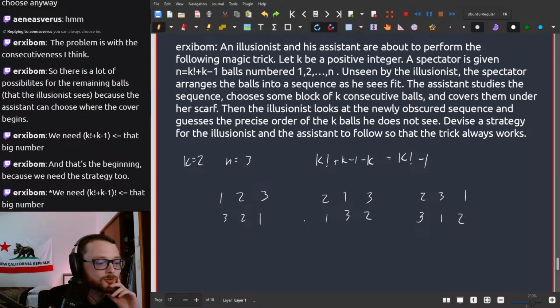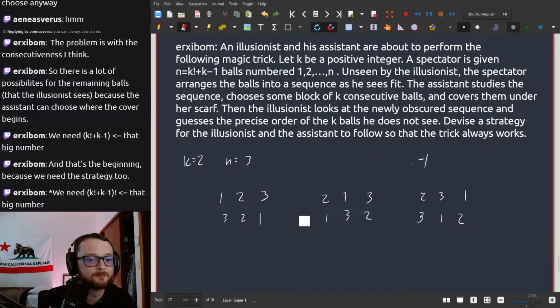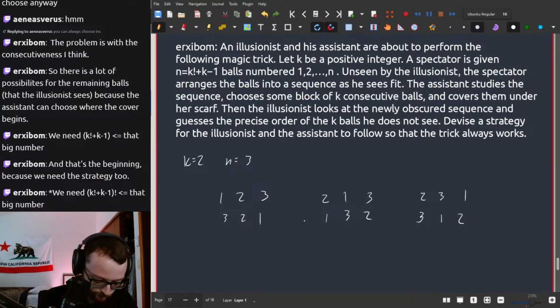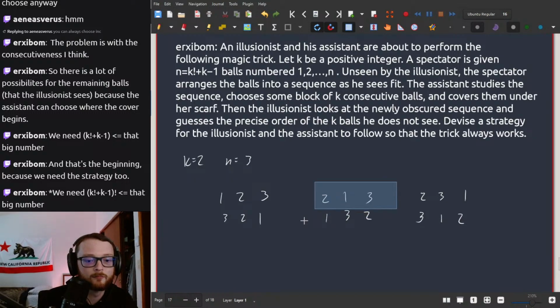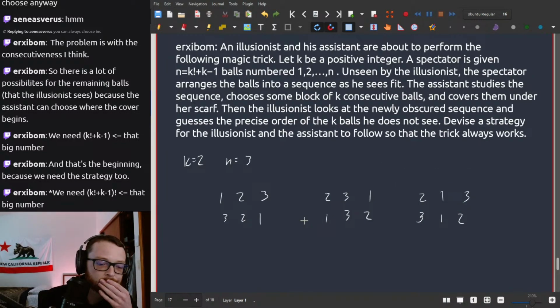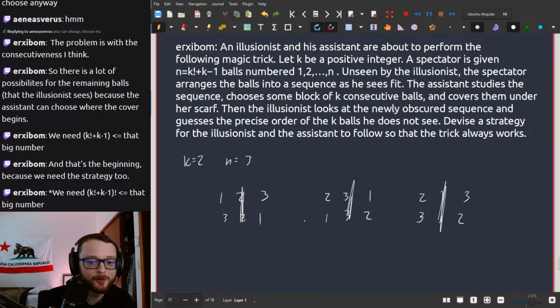It's beginning because we need the strategy too. Yeah. I don't know what I'm doing with this. I just like the symmetry of having the repeating number in the middle.